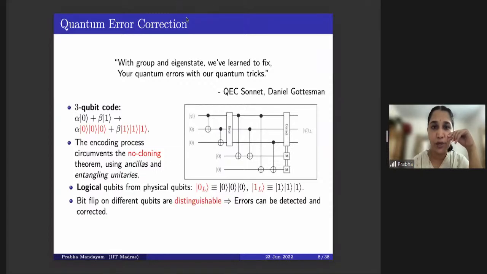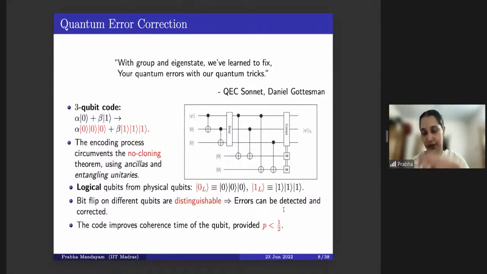So this is the summary of what I just said. I said that bits on different qubits are distinguishable, so errors can be detected and corrected. And I said that there is a certain regime in which this code will work, and that is the regime when the probability of bit flip is smaller than a half.